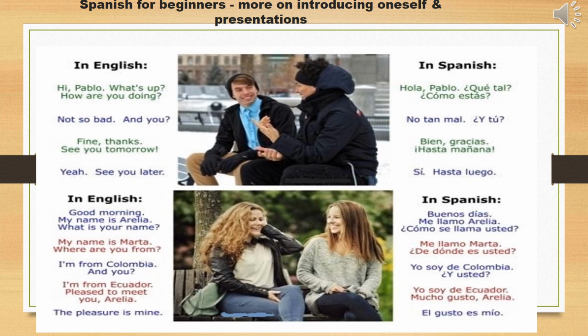So, el gusto es mío. El gusto es mío. So, repeat that and practice how to say that and try to say it a bit faster. So, when you meet somebody, it is hola, Pablo, ¿qué tal?